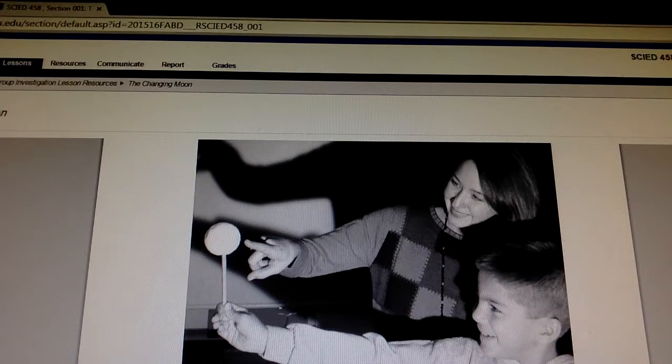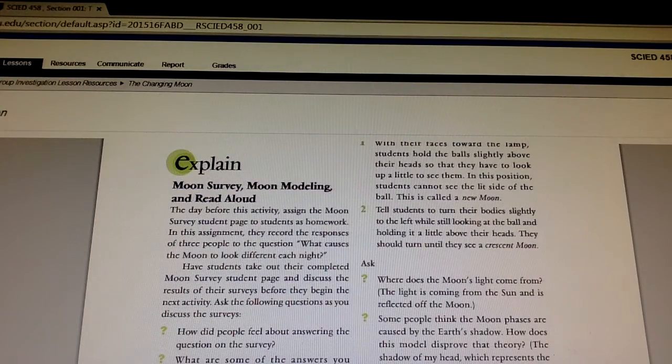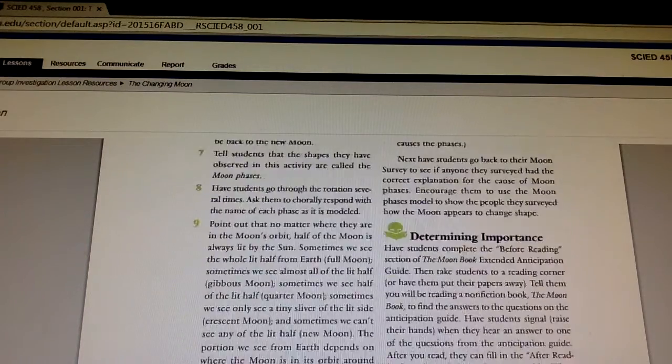As you go down, you'll be able to see a photo that talks a little bit about how you could explore in your own classroom using an activity including a pencil and a styrofoam ball, using shadows on the wall to see the ways that the planet Earth will get in the way of the sun and change the reflection of the sunlight on the moon. It goes into great emphasis and detail on explaining how the moon changes its phases.